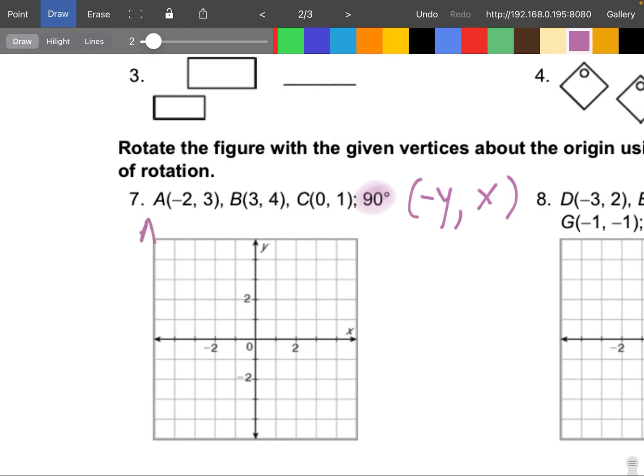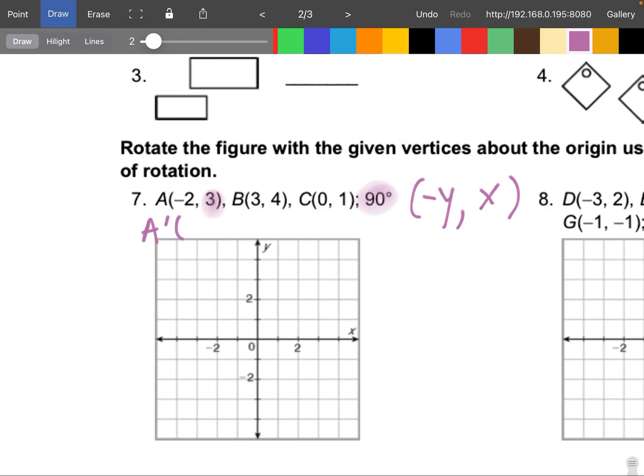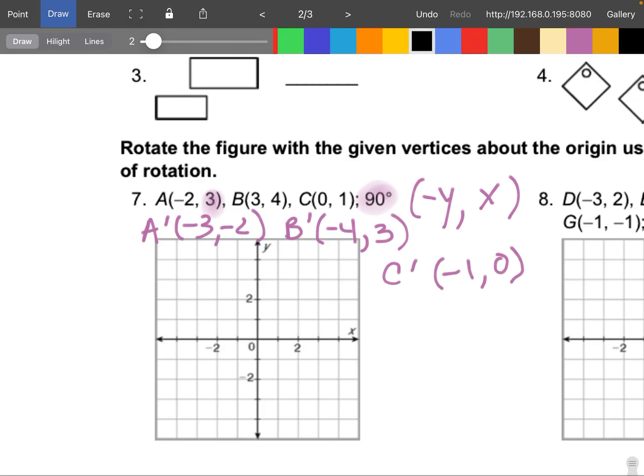original y. So for my new A prime, it was negative 2, 3. You flip them, and whatever your y was before, which in this case was 3, is going to change signs. So it's going to become negative 3, and your x stays the same as negative 2. B prime would therefore be negative 4, so my opposite of y, comma 3, my x. And C prime is going to become opposite of y, so negative 1, comma, your x stays the same.